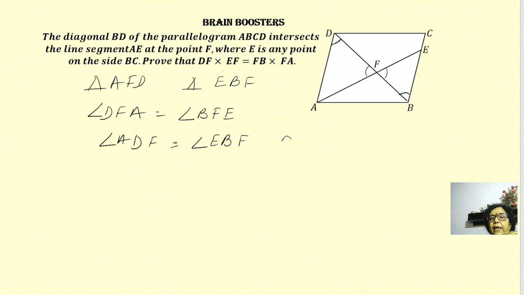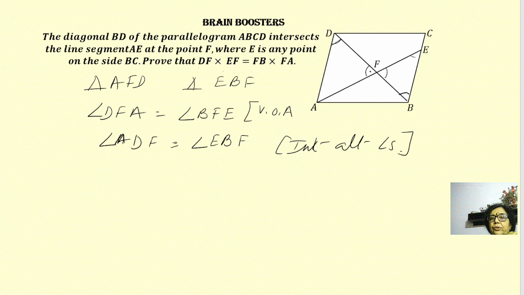Interior alternate angles. These are vertically opposite angles. This forms a pair of interior alternate angles. So now we get two angles equal. So the third one is definitely going to be equal. Otherwise also, if you take the parallelogram, we know opposite sides are parallel. So this angle will become equal to this angle, interior alternate angles.